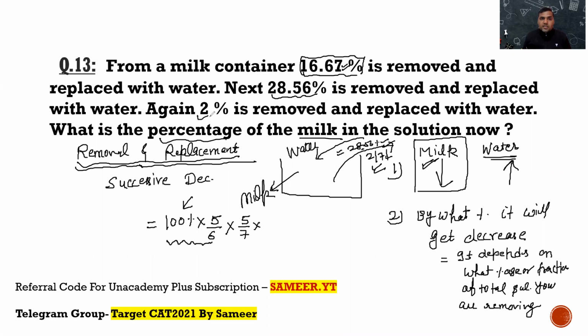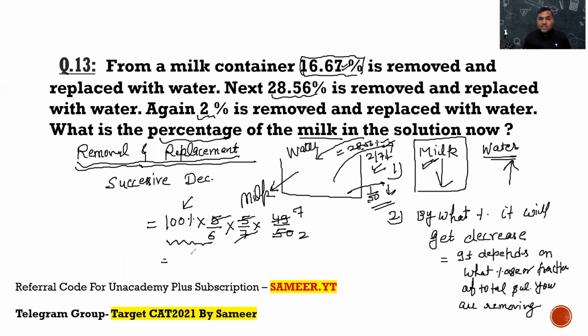Next, you are removing 2% of it. Now, if you're removing 2% of it, what is the part that you're removing? You're removing 2%. That means you're removing 1 by 50 of the total part, right? So therefore, the milk quantity will get reduced by 1 by 50, and you will be left with 49 by 50 of the total part. That's it. This is the milk quantity that you will have in the solution now. 5 into 5, 25. We'll cancel it on 2.